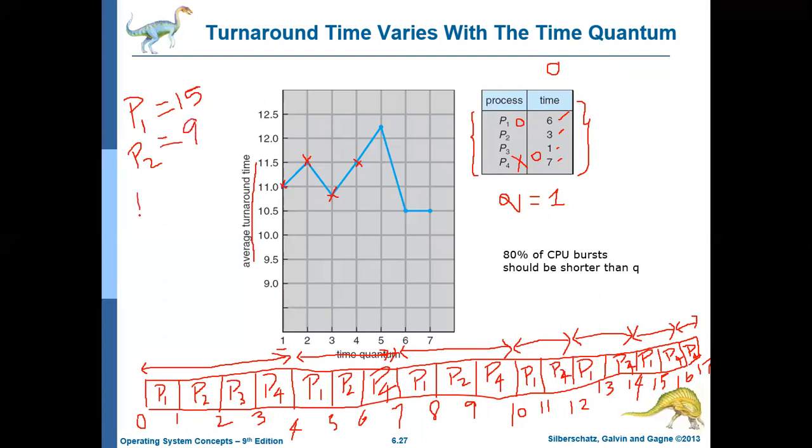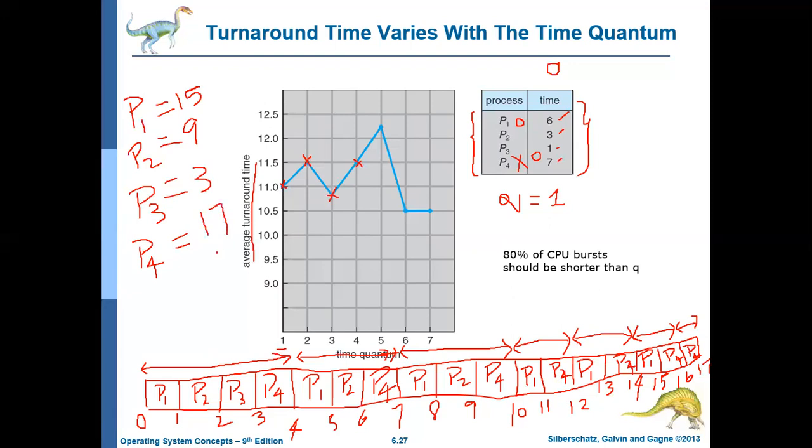And P3, what's the turnaround time for P3? P3 has finished in the first round itself, at the third millisecond. So its turnaround time is 3 minus 0, which is 3. And P4 is the one which finished last. P4 completes at the 17th millisecond. So its turnaround time is 17 minus 0, that is 17.